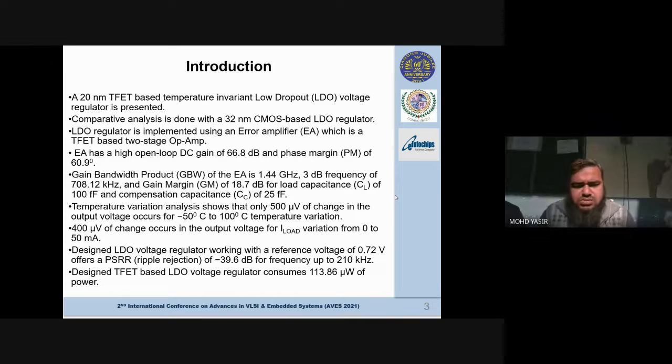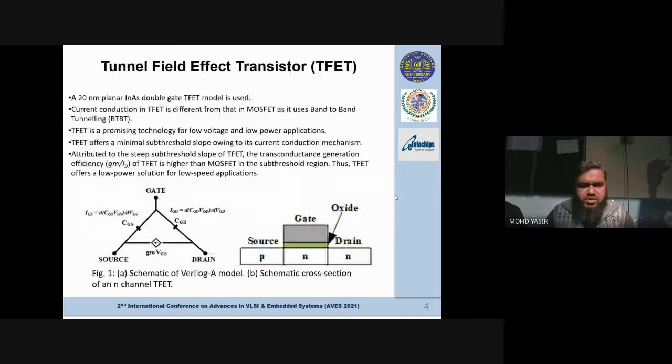Temperature variation analysis shows that only 500 microvolts of change in the output voltage occurs for minus 50 degrees centigrade to 100 degrees centigrade temperature variation. 400 microvolts of change occurs in the output voltage for load current variation from 0 to 50 milliamperes. The designed LDO voltage regulator, working with a reference voltage of 0.72 volts, offers a PSR, or ripple rejection, of minus 39.6 dB for frequencies up to 210 kilohertz. The designed TFET based LDO voltage regulator consumes only 113.86 microwatts of power.